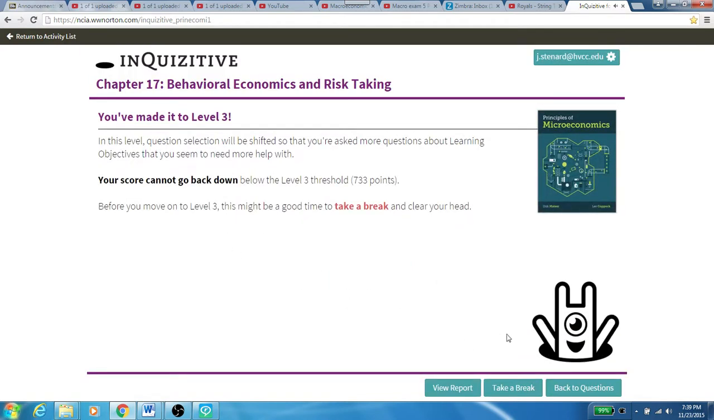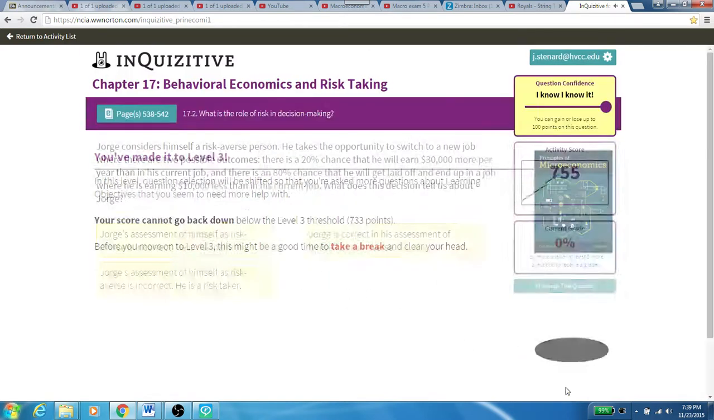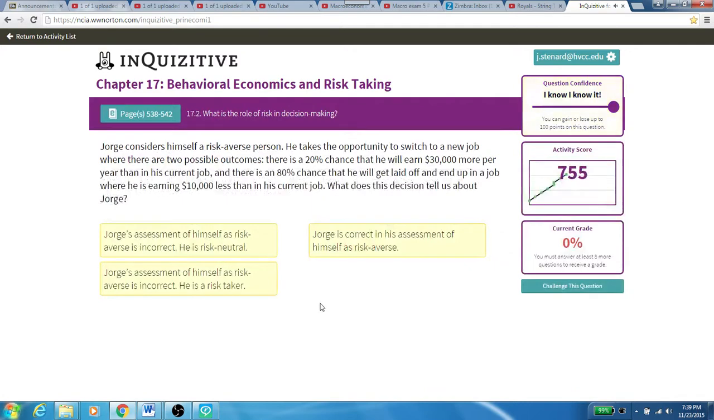All right, we're on level 3. Way to go. Back to questions. Okay, it looks like they're getting tougher. Jorge considers himself a risk-averse person. He takes the opportunity to switch to a new job where there's two possible outcomes. Either there's a 20% chance he'll earn $30,000 more per year, which is worth $6,000, 20% of $30,000, or there's an 80% chance he'll get laid off and end up with a job that earns $10,000 less than his current job. So 80% times 10,000 is a negative 8,000.